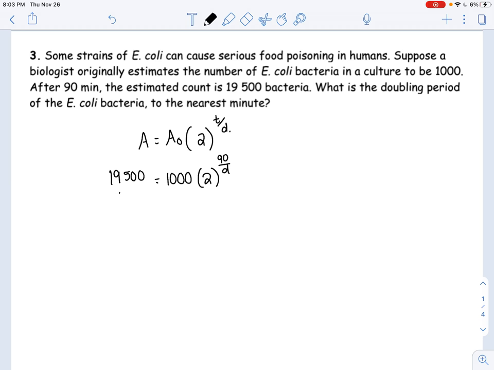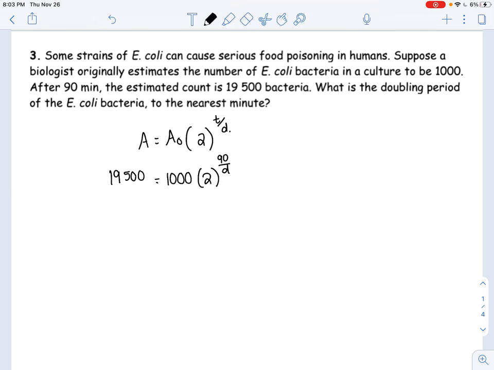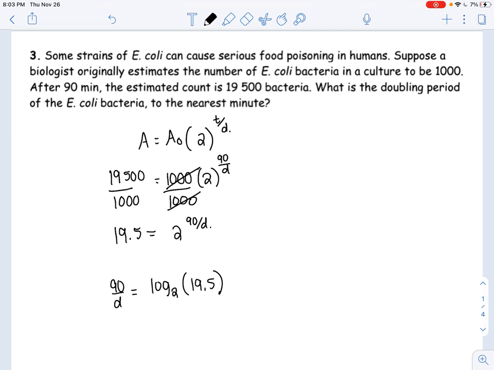One way to do that is we can go y1, y2, find the intersection. Another way is to solve this algebraically. We can divide the right side and the left side by 1,000. So that's going to be 19.5. Next, I can change this to a logarithm. It's always going to be your power is equal to log of your base, in brackets, 19.5.